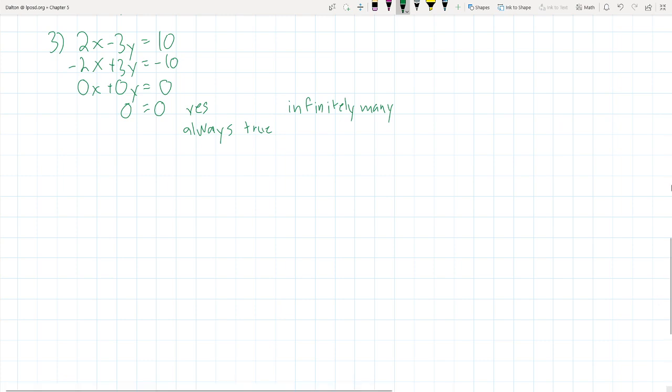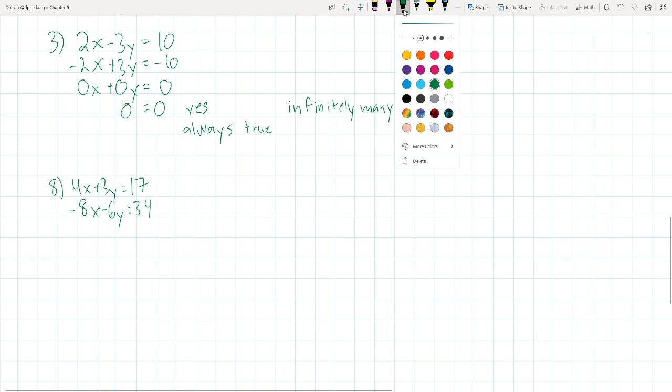Okay. On these next two, definitely try and do them, or next three really, try and do them on your own before following along with me. This one is labeled as number 8. So 4x plus 3y equals 17. And negative 8x minus 6y equals 34. So like I said, try and do these on your own. Go ahead and pause it, and I'll just be continuing on.